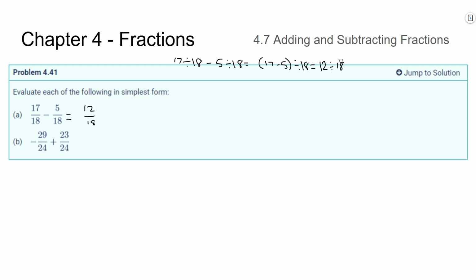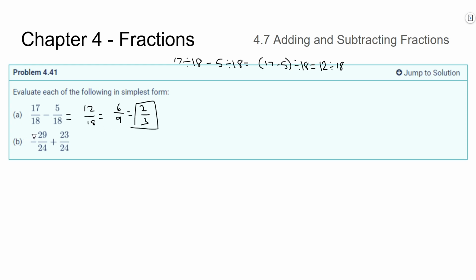And that's where we were right here. But we can simplify this down. We can say 12/18 is the same thing as saying 6 over 9. But we're not done yet because we can divide both by 3. So this would be 2 over 3. And that's simplified.